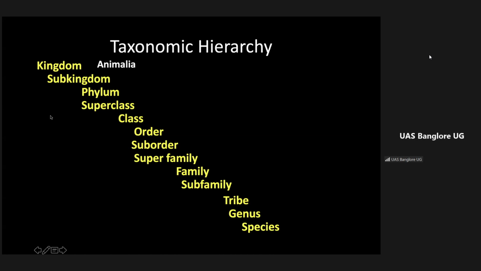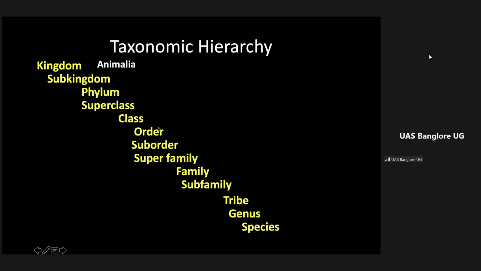I think till here it is all common: kingdom, subkingdom, phylum, superclass, and class. From here there is a change in the case of insects, especially in the hierarchy of the insects. So you have order.